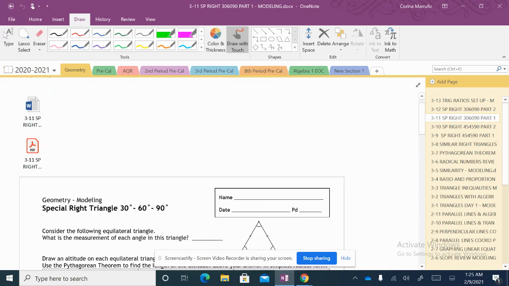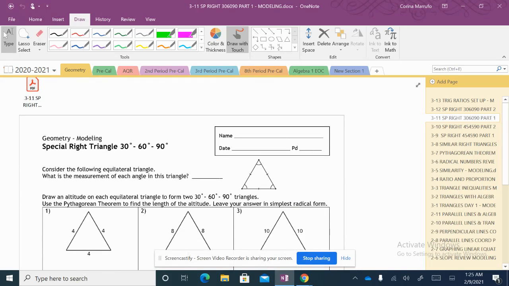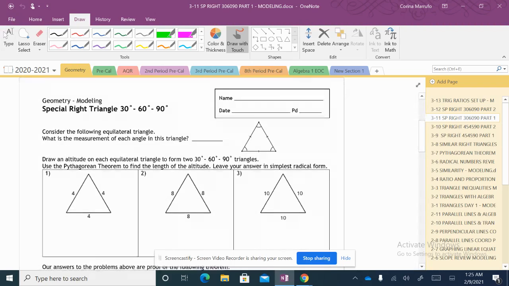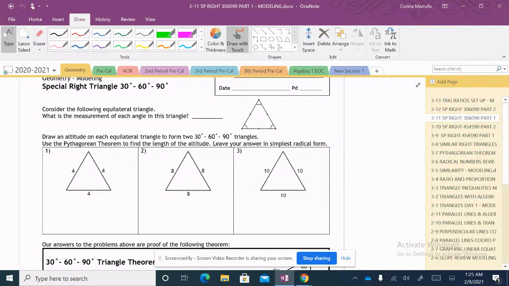Alright, so in our next lesson, we're going to be covering still special triangles. This is going to be a different proportion setup, and this is our 30, 60, 90 triangles. It says, consider the following equilateral triangle. What is the measure of each angle in this triangle?